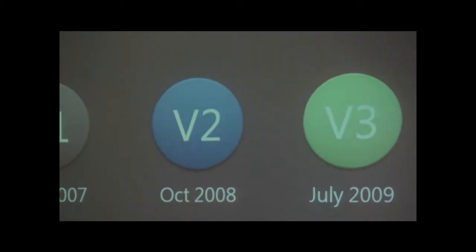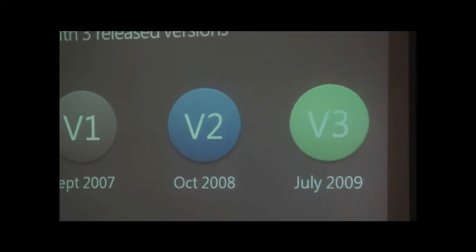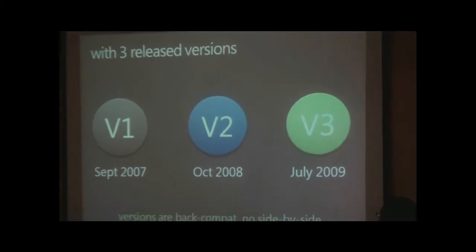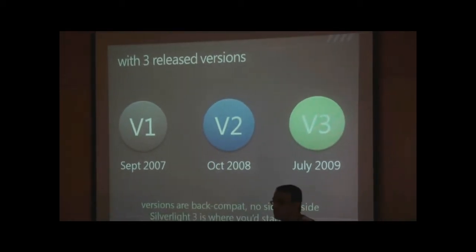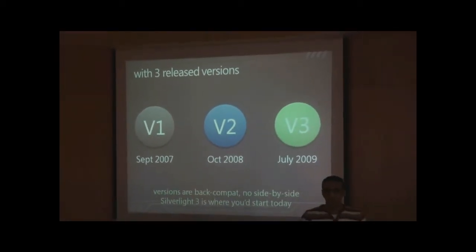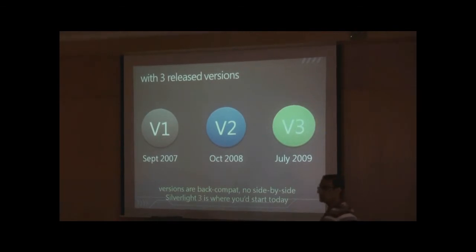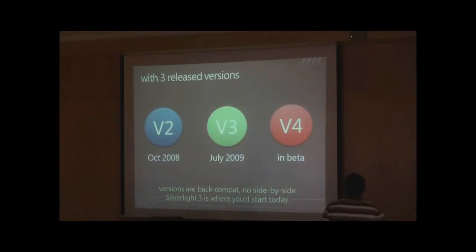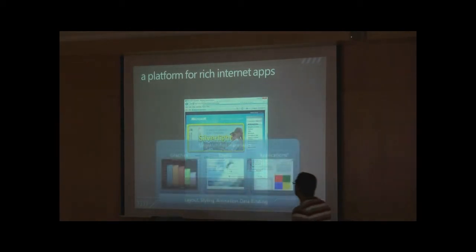Okay. We have 3 versions for Silverlight. The first version came in September 2007. And as you can see, in this little time frame we have 3 versions. This shows how Silverlight is evolving dynamically. The current version you will work with is version 3. And of course, we have version 4, it's still in beta.